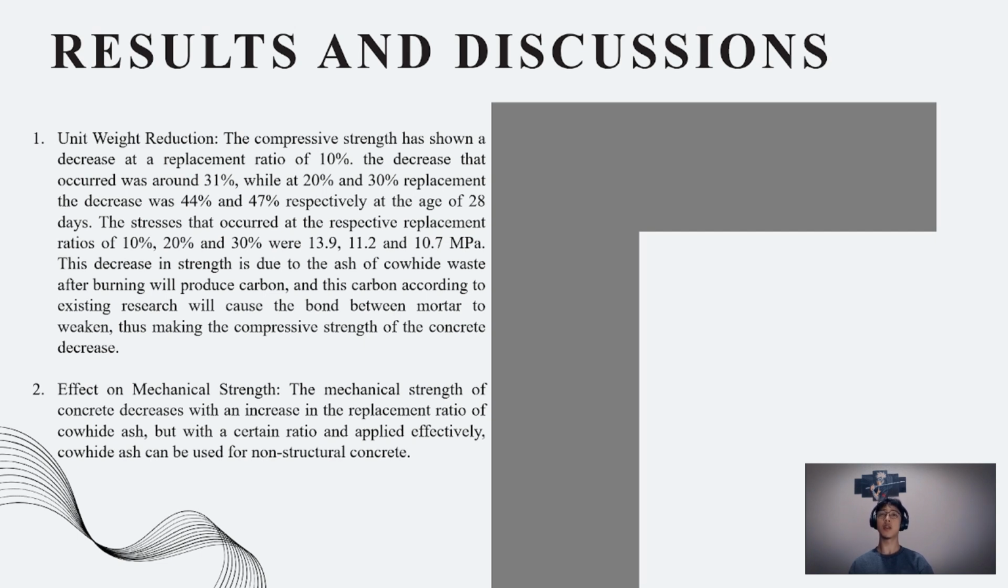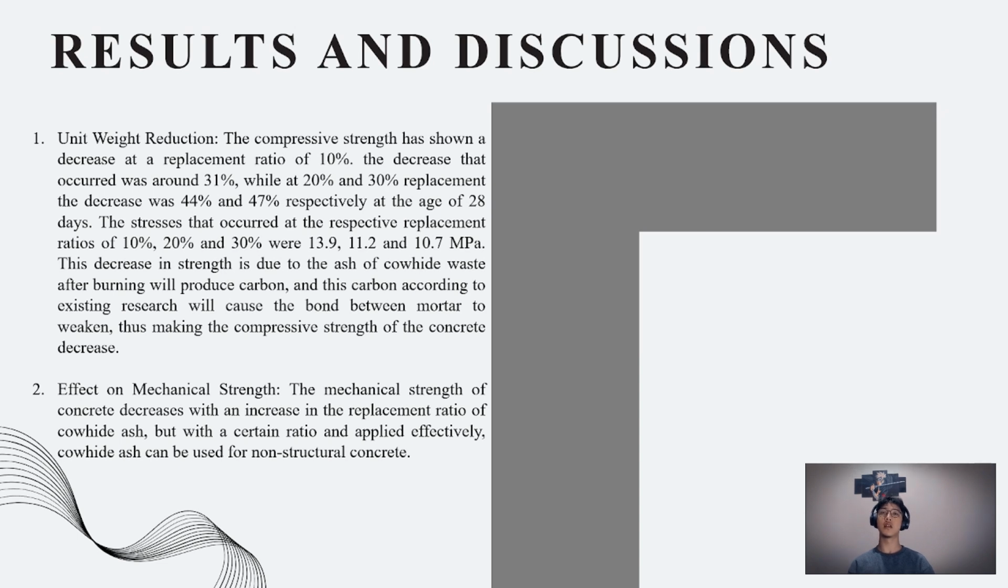And yeah, of course, experimental results show a decrease in unit weight of concrete with an increase in the replacement ratio of cowhide waste ash. By increasing the ratio of cowhide waste ash, the compressive strength of the mixture decreased at treatment age. At a 10% replacement ratio, the reduction was about 31%, while at 20% and 30% replacement, the reduction was 44% and 47% respectively at the age of 28 days.